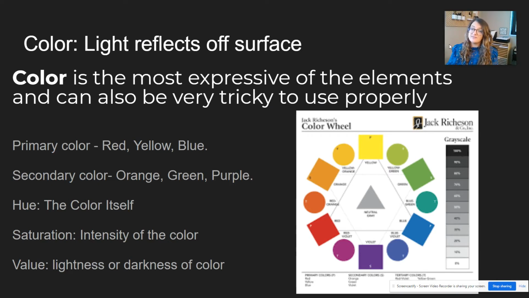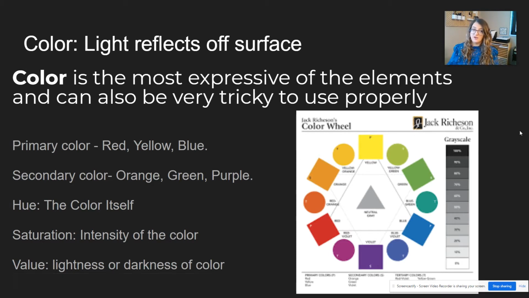Color. Color reflects off of a surface. So color is the most expressive of all the elements, and it can also be very tricky to use. So you have your primary colors, that is red, yellow, and blue, and then you have your secondary colors, which is orange, green, and purple. So over here is a color wheel, and we will have a full unit just on color on its own, but just start to familiarize yourself and recognize these as well.